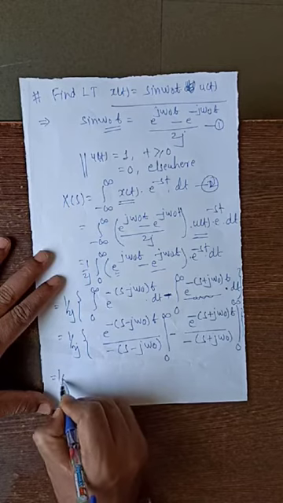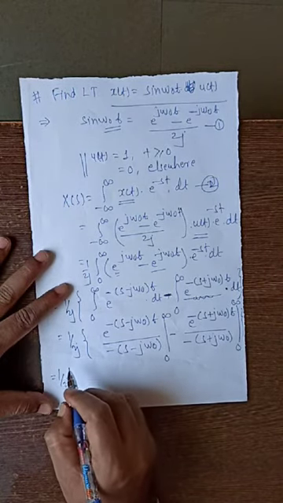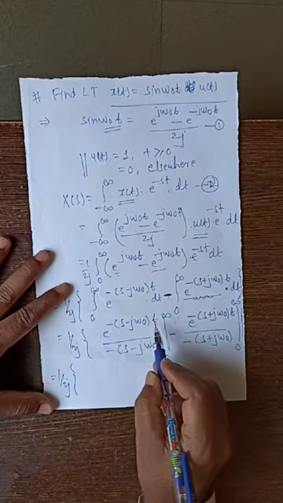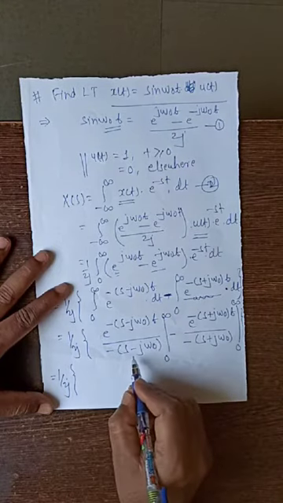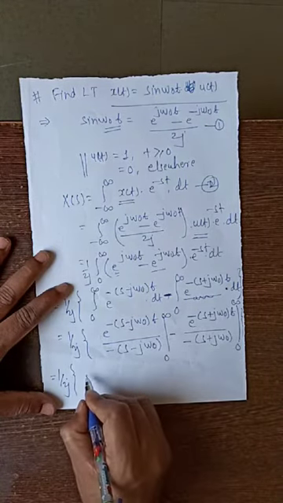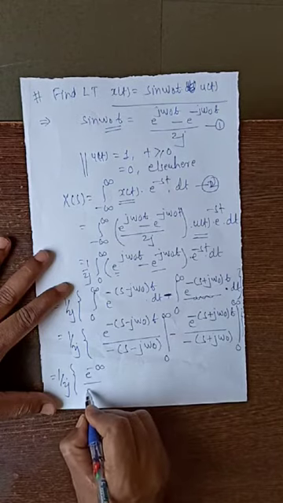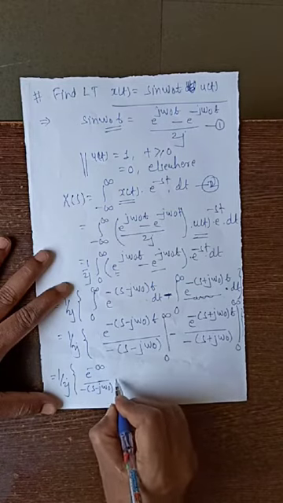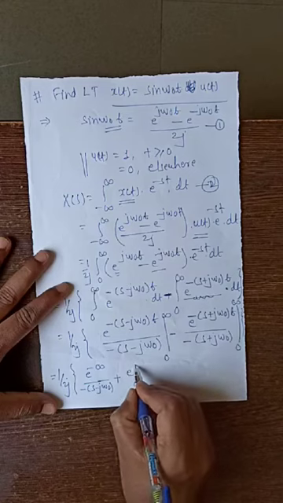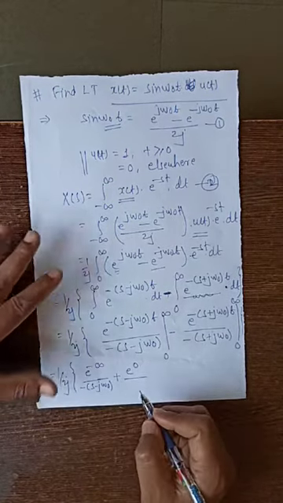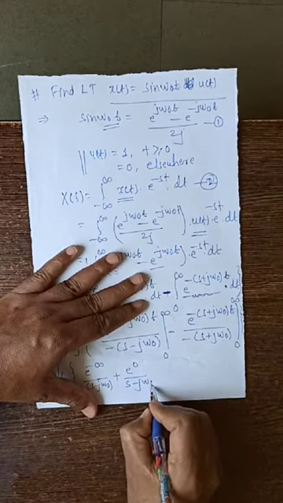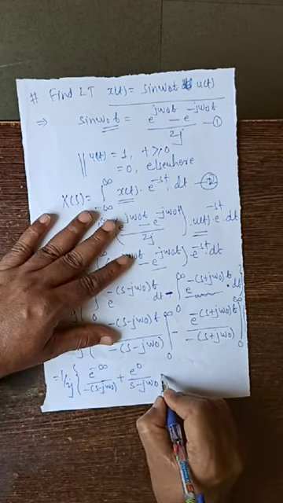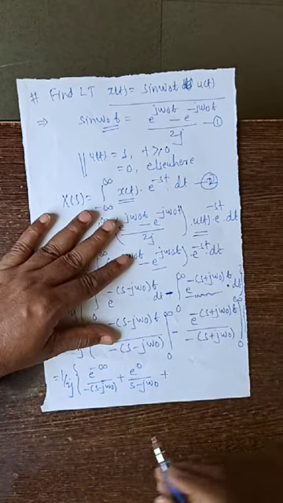So that is equal to 1 upon 2j into bracket. Upper limit is equal to infinity. So e raised to minus infinity divided by minus (s minus j omega naught). So minus minus becomes plus, e raised to 0 divided by (s minus j omega naught). So this is completed. So minus and minus become plus.